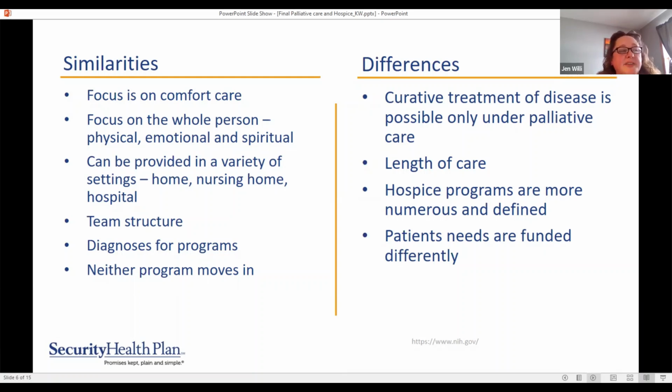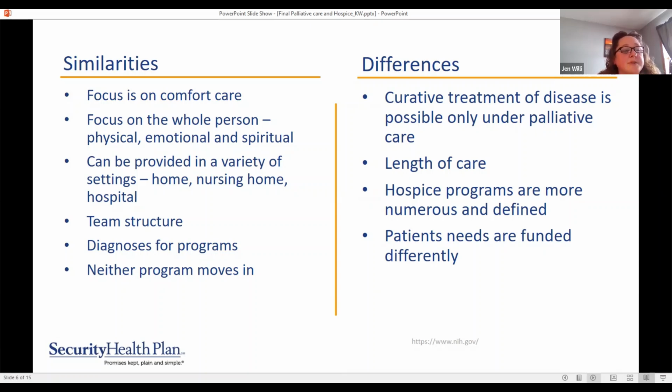And I wanted to note that neither program moves in. No one is going to show up with a suitcase in hand. Both programs will have staff that can come to the person to assist with the management of their symptoms. They provide support, but the hands-on daily care is still provided by either the person themselves, their family and friends, and/or caregivers, such as in a nursing home, or ones that the person has hired for themselves.